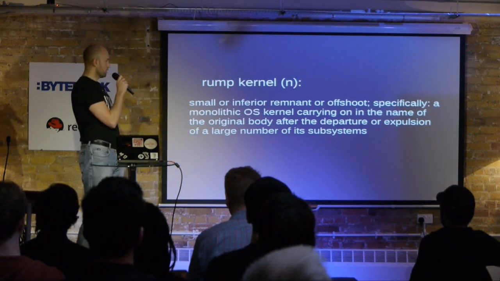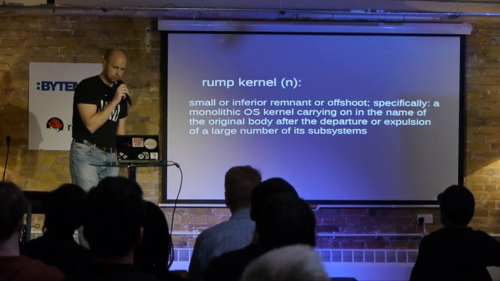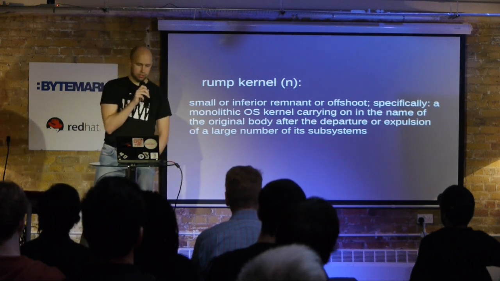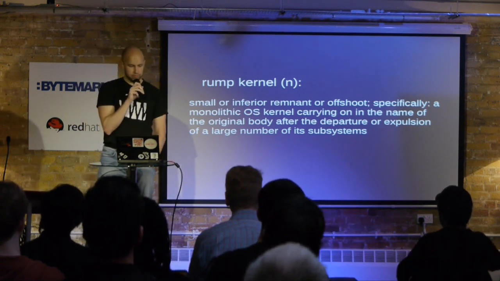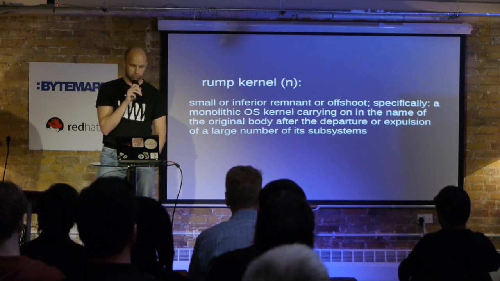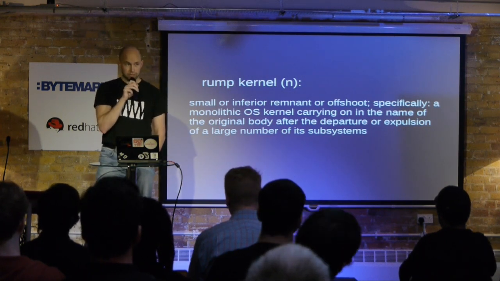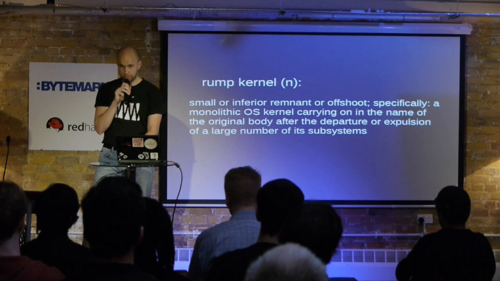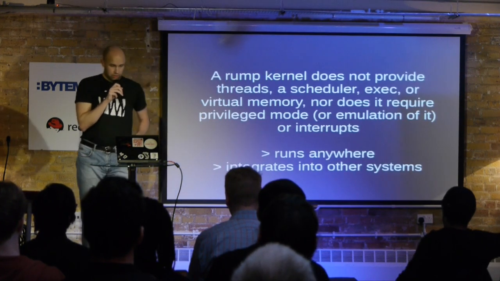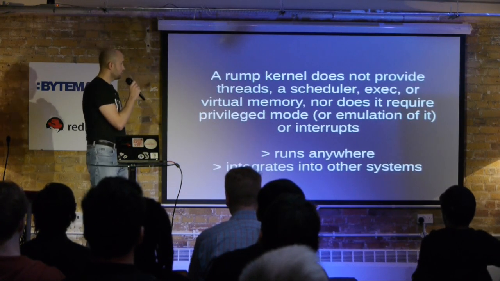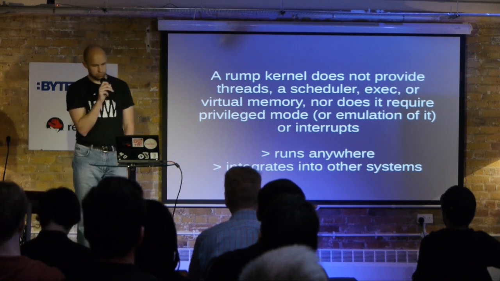So we do some string substitution. So a rump kernel is a monolithic operating system kernel carrying on in the name of the original body after the departure or expulsion of a large number of its subsystems. Great, so now we know. So in other words, a rump kernel doesn't provide drivers.